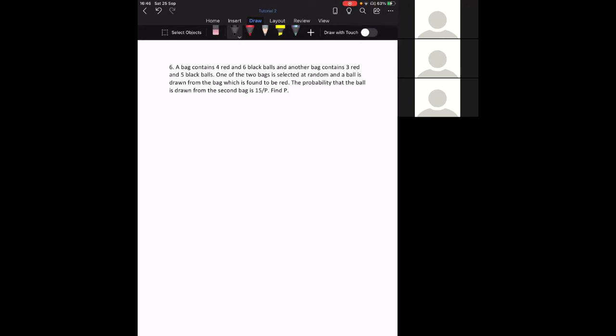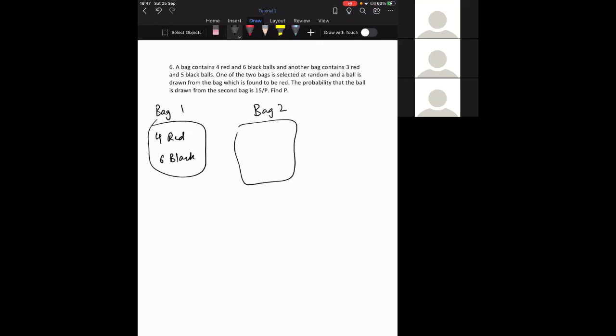Okay, so we're given that there is one bag that contains 4 red and 6 black balls. So there is bag 1. It has 4 red and 6 black. And there's bag 2. And that bag has 3 red and 5 black balls.